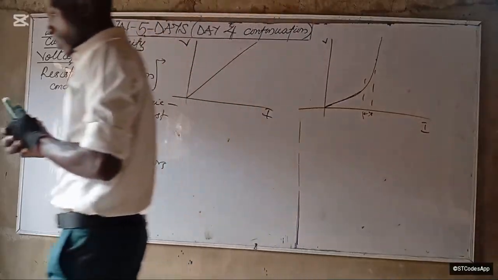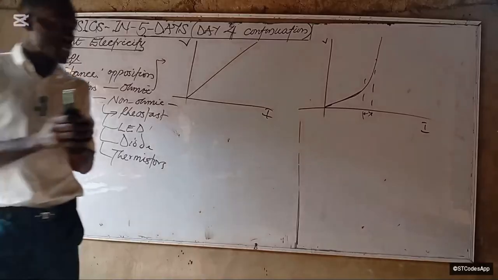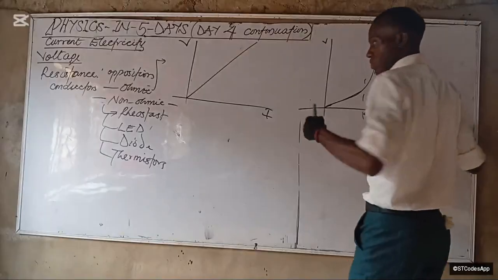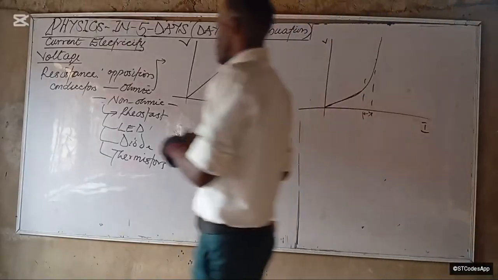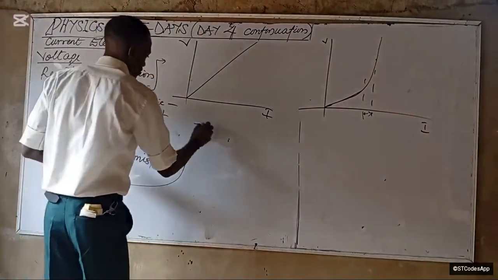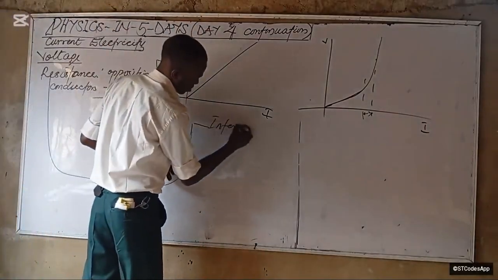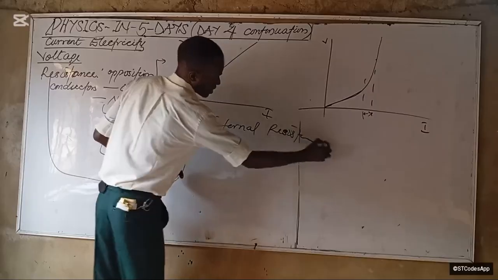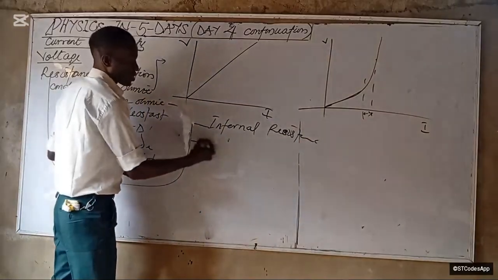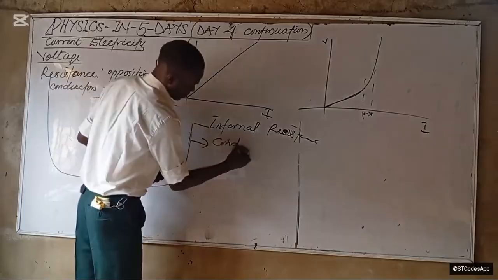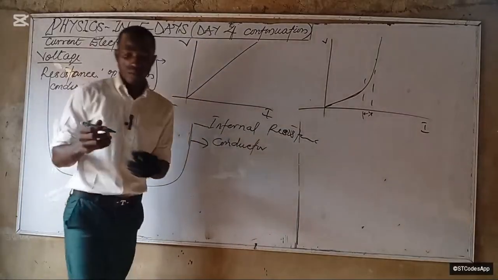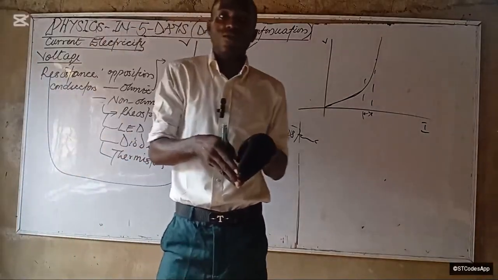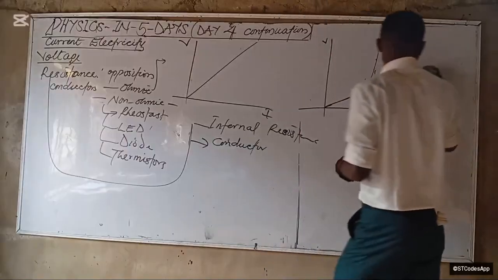All right. So another thing we'll see under resistance is that there are two types of resistance. We have the internal resistance and the external resistance. You can call the external resistance the resistance of the conductor. Is that okay? So conductor resistance. But it's basically external. Internal resistance simply means resistance of the internal circuit.